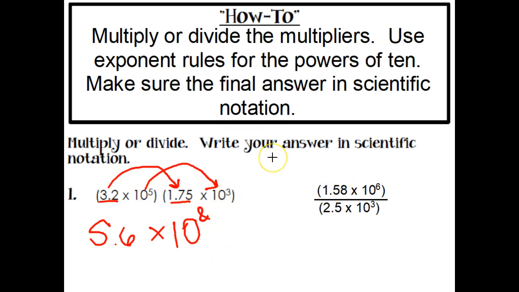All right, what do we do here? 1.58 divided by 2.5 because it says multiply or divide the multipliers. That gives me 0.632. And then when we divide, keep the base and subtract the exponents, times 10 to the 6 minus 3 is 3.